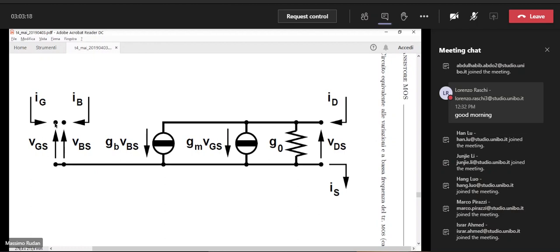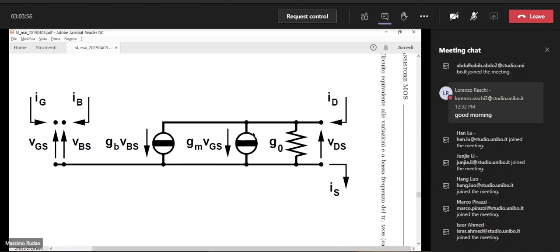This dot here is the gate contact, and this dot here is the bulk contact. Of course, the gate contact and the bulk contact are open because there is no current entering the gate and the bulk. The only current is the drain current that enters the drain contact, flows through the three branches in parallel here, and goes out from the source.